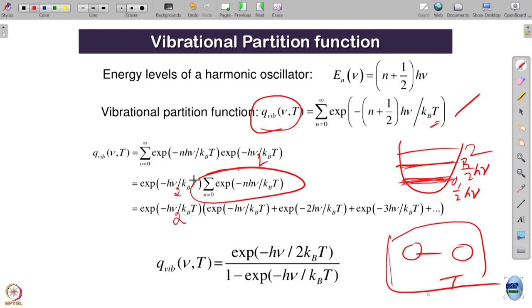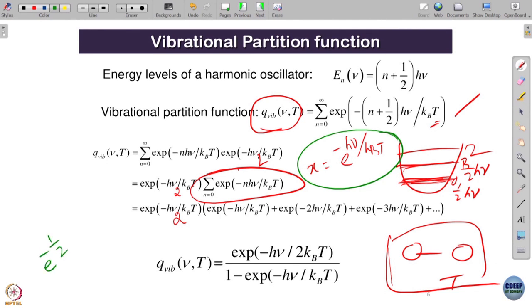And this is very easy, right? Because if I put x equal to e to the power minus h nu by kBT, if I make that into x, then I have the partition function becomes e to the power minus half h nu by kBT, sum n equal to 0 to infinity x to the power n. Good that it starts from n equal to 0 to infinity.